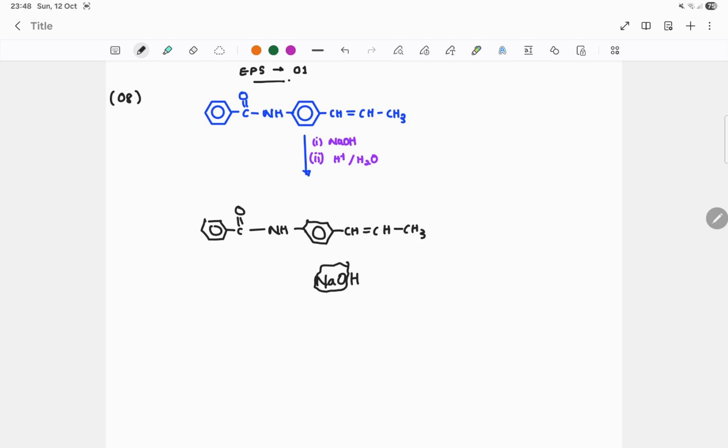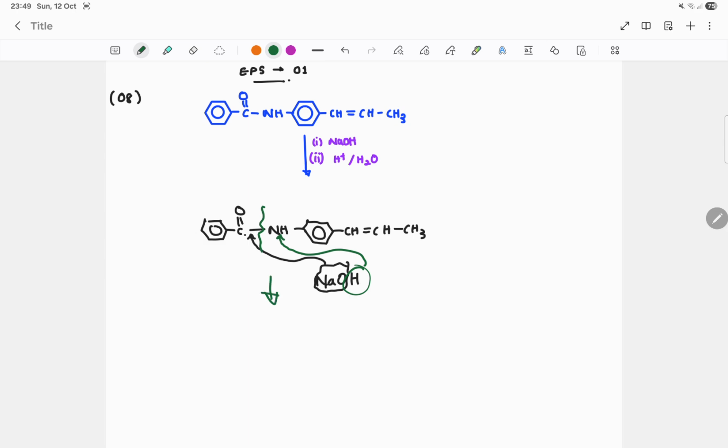this NaO part will go and combine with this carbon. I'm not going to explain the mechanism because the mechanism is not needed at the moment. This NaO part will go and attach with this carbon here, and this hydrogen will go and combine with this NH while breaking the bond. Okay, that's what NaOH will do.